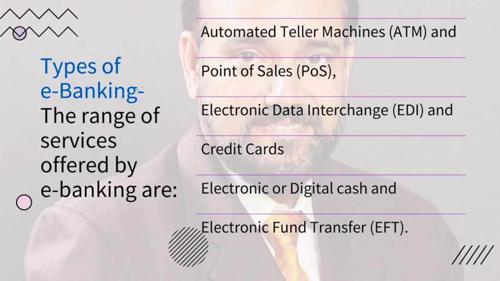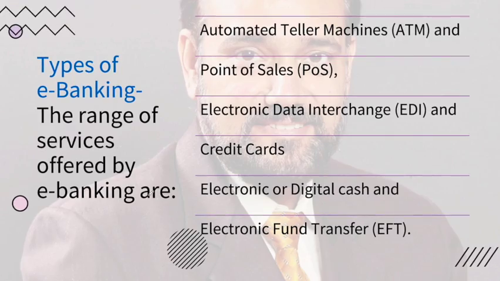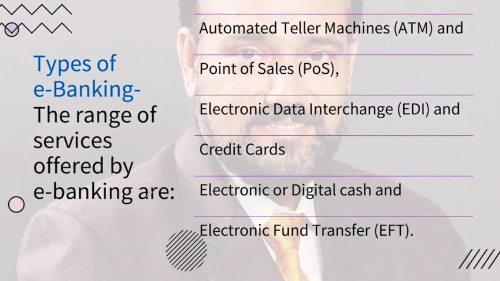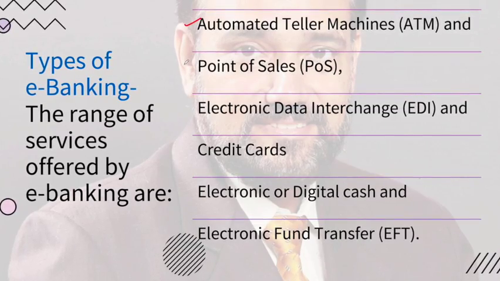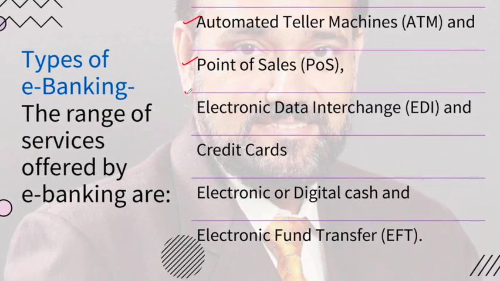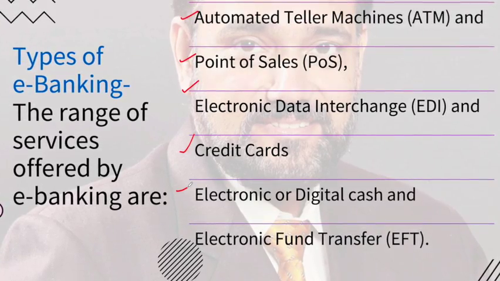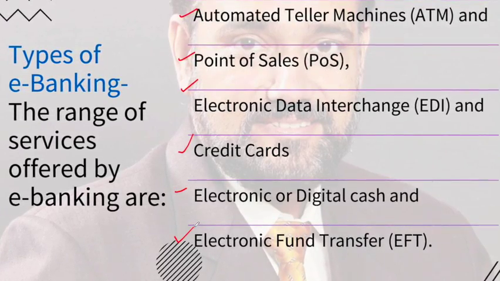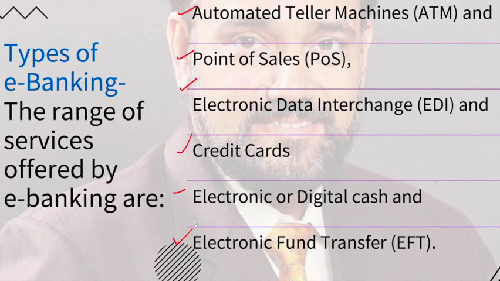Now what are the types of e-banking? What are those services which are being offered through e-banking? They are ATM, automated teller machine, point of sales, EDI, electronic data interchange, credit cards, electronic or digital cash, then electronic fund transfer, EFT. Now we will be talking about them one by one.